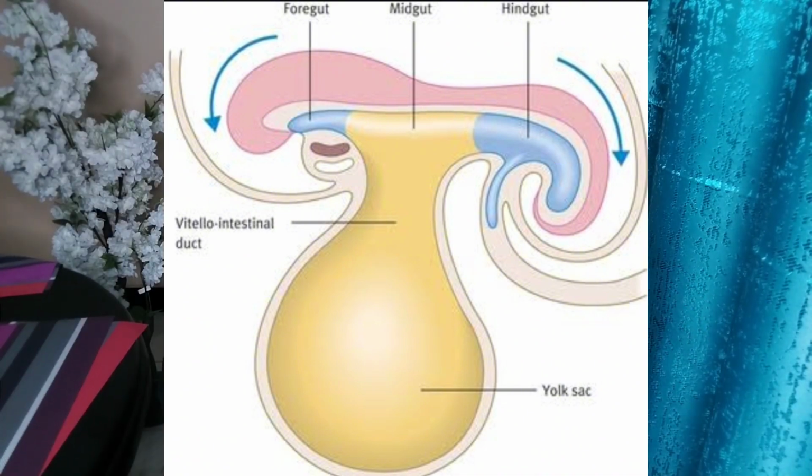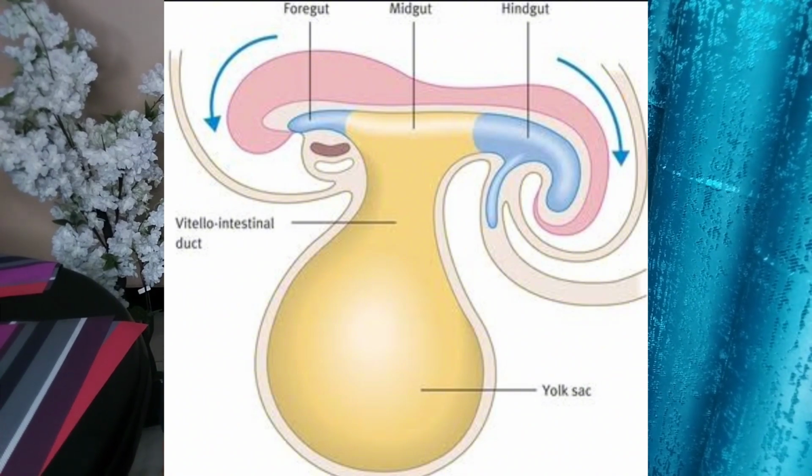While the endoderm is being folded into a gut tube, the yolk sac will as well be folded, and it will also form part of the gut tube. And part of the yolk sac will be left connected to the midgut of the gut tube that has been formed. The connection left between the gut tube, that is the midgut, and the yolk sac is called the vitelointestinal duct. The vitelointestinal duct is the second structure that forms the umbilical cord.